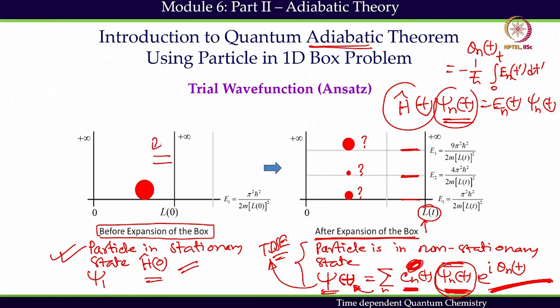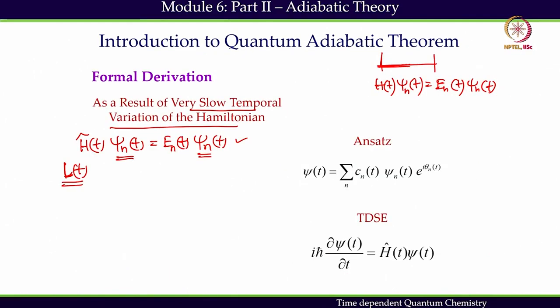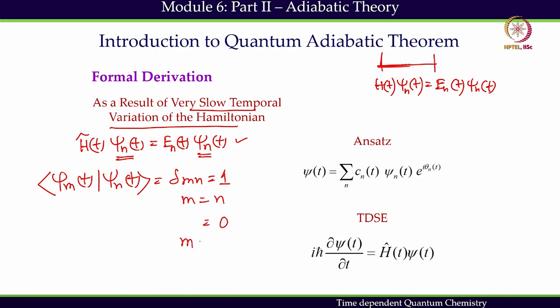These states are not given by H naught, but these stationary states are given by H(t), that is the Hamiltonian at time t. So, those states are orthonormal to each other. So, I can write down that ⟨ψ_m(t)|ψ_n(t)⟩, we will use Dirac's notation, equals δ_mn, which is nothing but 1 when m equals n, and it is going to be 0 when m not equals n. So, those states remain orthonormal at that time. At time t, immediately after the process has been turned off, those stationary states remain orthonormal.